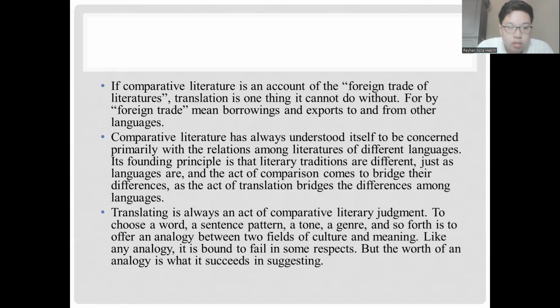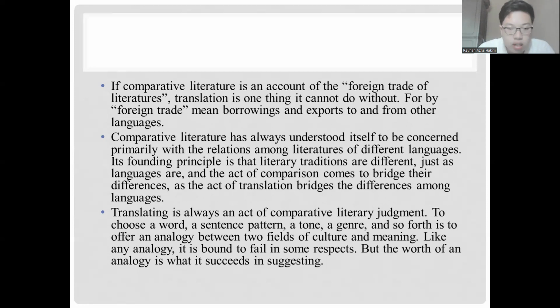Comparative literature has always understood itself to be concerned primarily with the relation among literatures of different languages. Its founding principle is that literary traditions are different, just as languages are, and the act of comparison comes to bridge their differences, as the act of translation bridges the differences among languages.